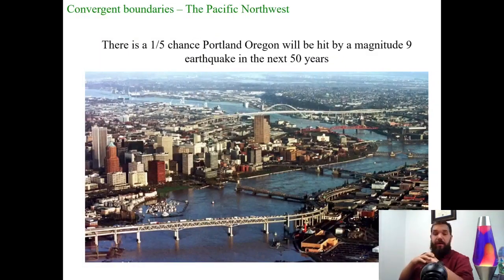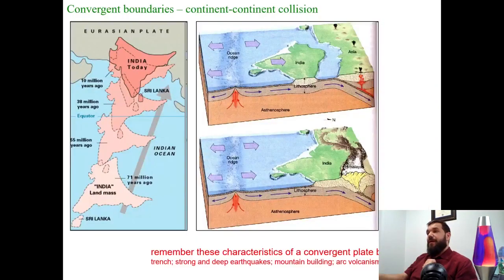They estimate that in our lifetime, probably in your lifetime, there's a 1 in 5 chance that Portland, Oregon could get hit by a magnitude 9. It would be devastating for that city. That city is not prepared for a magnitude 9 earthquake, because we haven't experienced it in so long. When it happens, people will realize that it's needed, but it's not prepared. So it's probably going to be one of the most destructive earthquakes in U.S. history. So anyway, something to look forward to, I guess.